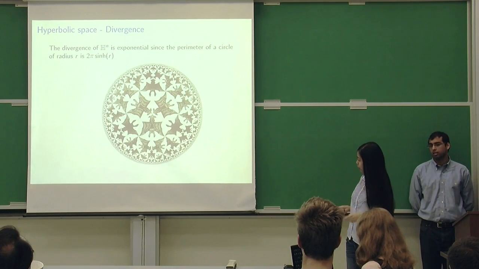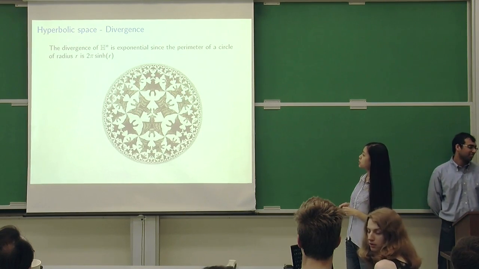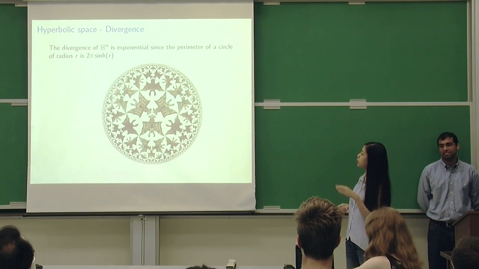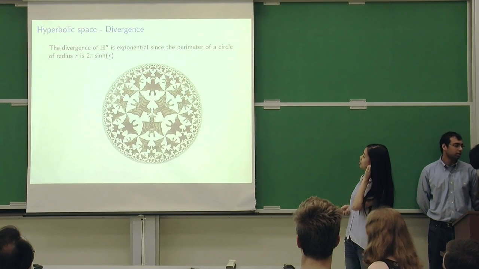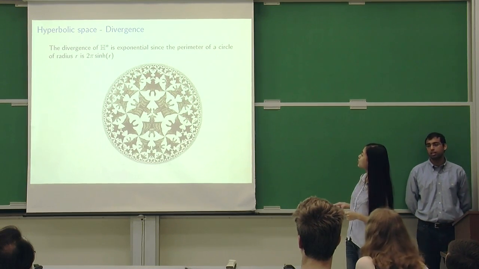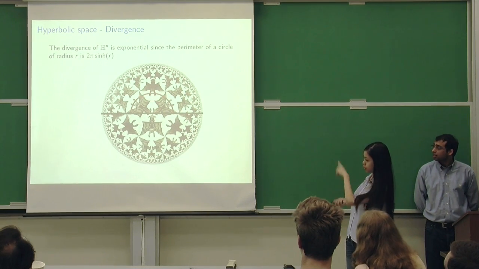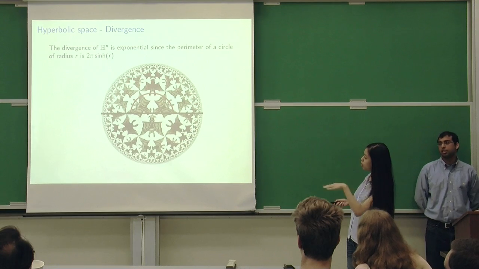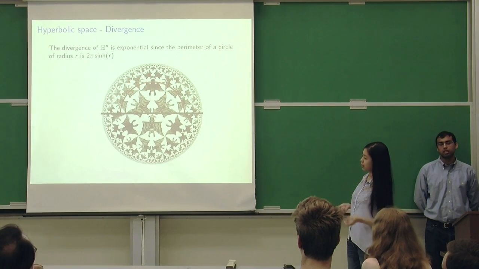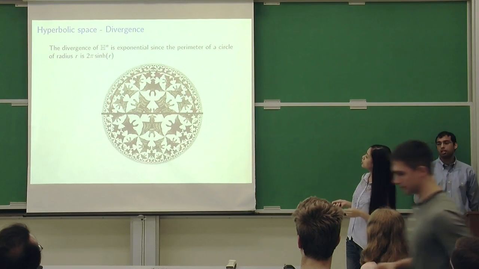So in particular, the type of divergence in these kinds of spaces is hyperbolic, which basically means that the divergence is bounded by an exponential function. Here's a picture by MC Escher, which also shows exponential divergence. As you can see, as you increase the radius of the ball, the number of, I guess, angels or demons that you have to pass through increases exponentially.